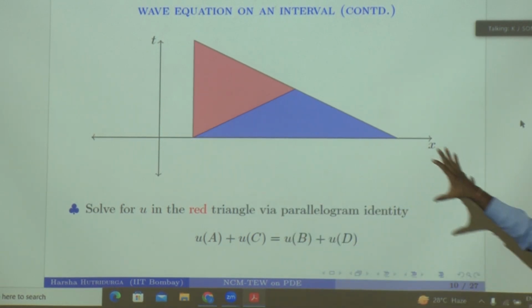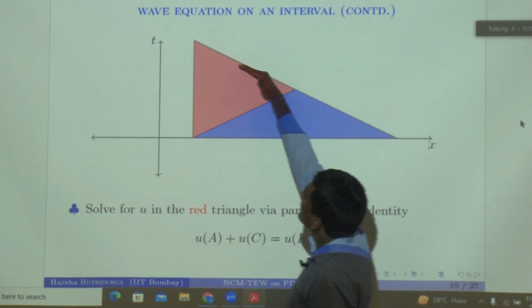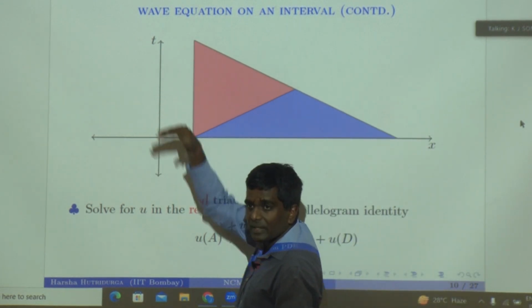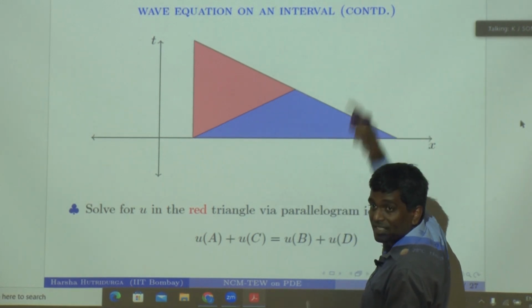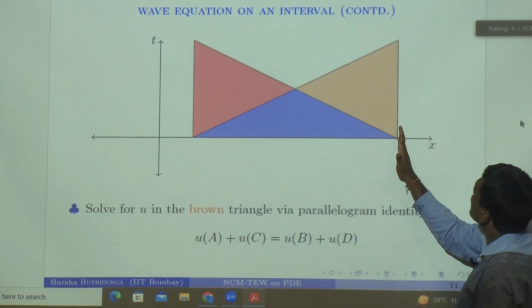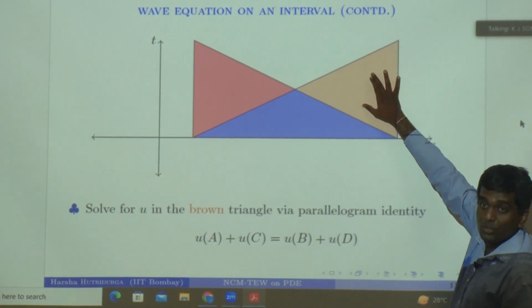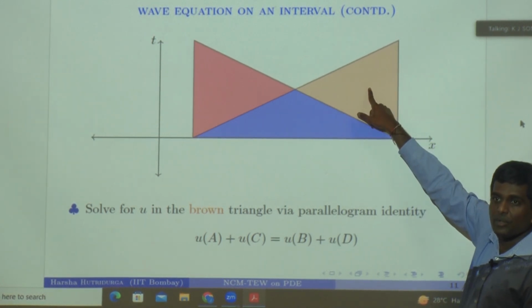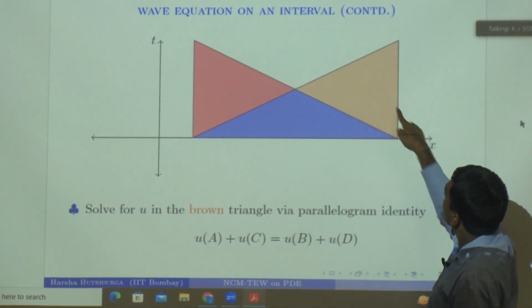And there is nothing special about the red triangle here, where we extended this line of slope -1 and we went there. We can also extend the line of slope 1 to this side until it hits this axis, x is equal to b. So now you get this brown triangle here. Here again you can do the same game. Pick a point, you construct those parallelograms.